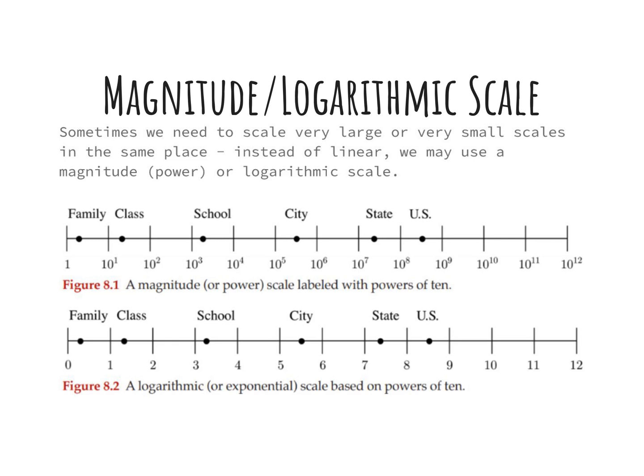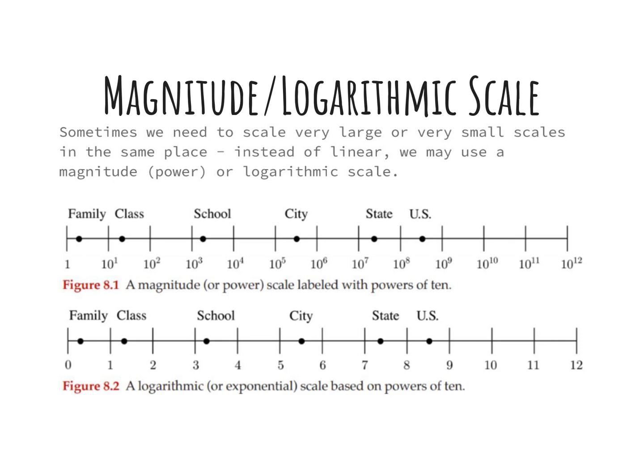So if you look at this first scale, you can see that it has the powers of 10. So 10 to the first power, 10 to the second power, 10 to the third power. And so this would be like population. So the population of your family, the population of your class, the population of your school, the population of the city, state, and United States. Those all fall within those powers.